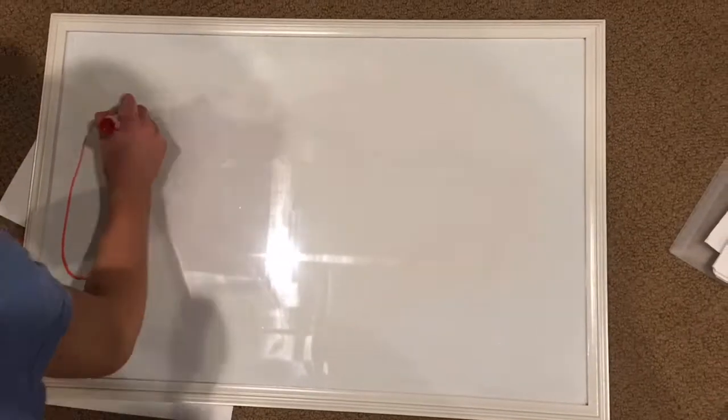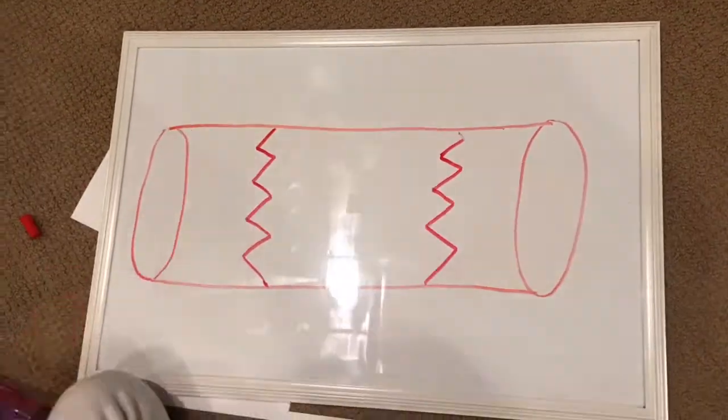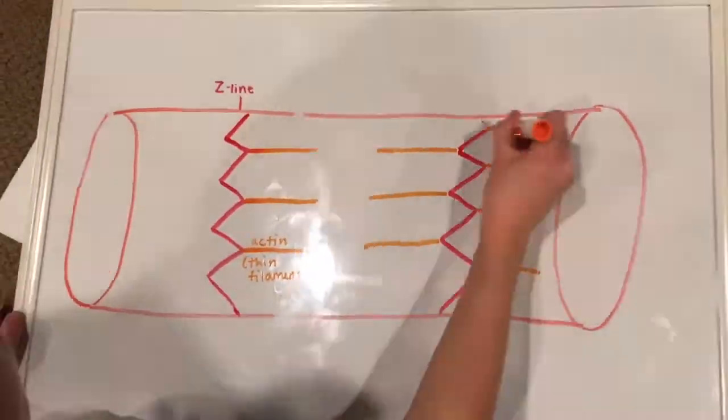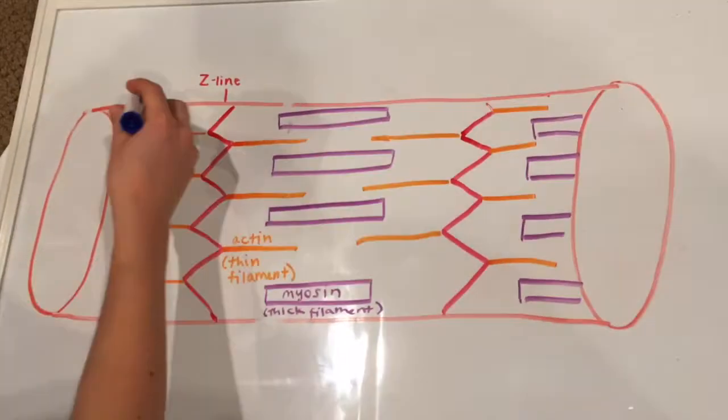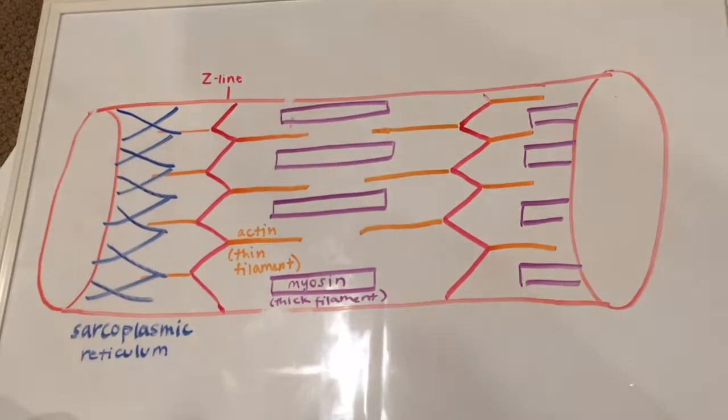Taking a closer look at a myofibril, we see that the Z-line is the anchoring point for the actin or thin myofilaments. The myosin or thick filaments lie between the actin. The sarcoplasmic reticulum branches throughout the fiber and holds the calcium ions that will be necessary when contraction occurs.